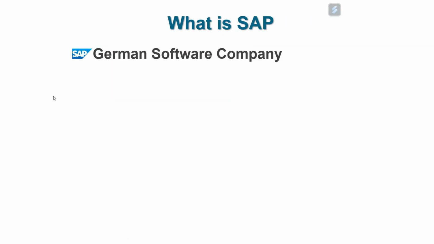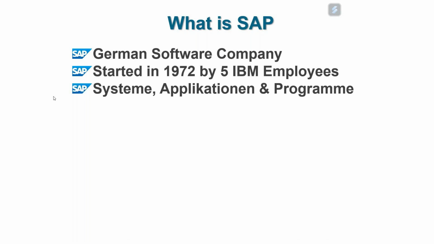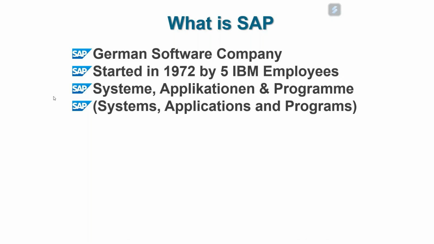So SAP is a German software company which was started in 72 by 5 IBM employees. Okay, they gave this idea in IBM. IBM did not find a lot of value in the idea, so they started their own organization. System Application and Program is the name which they started with. We don't call out this name any longer. It's now called Systems Applications and Programs.